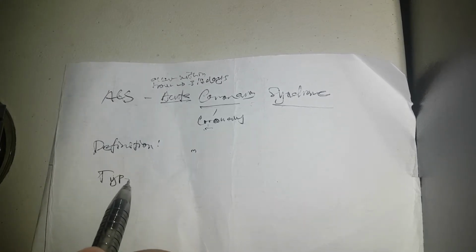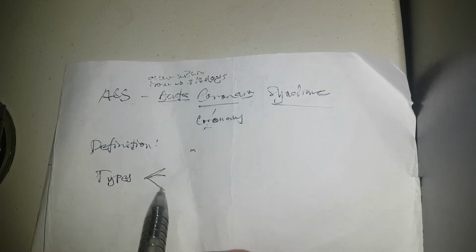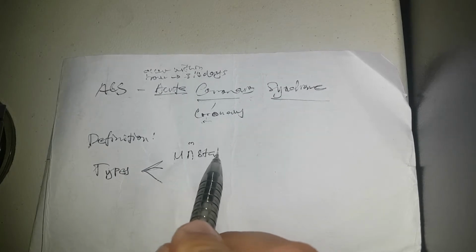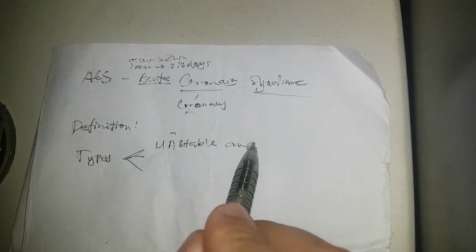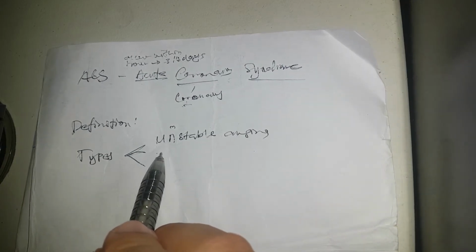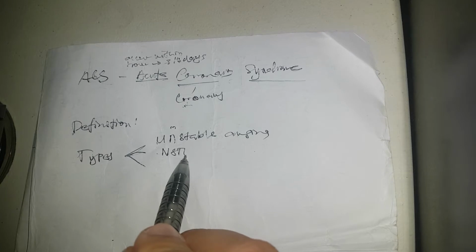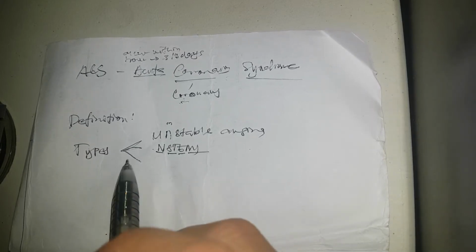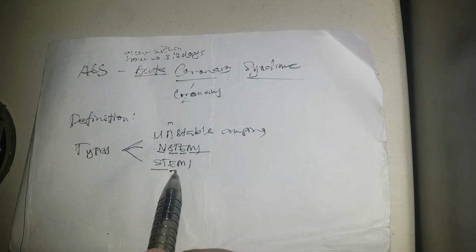Okay, and then we go to the types. It has 3 types: unstable angina, NSTEMI, and STEMI. NSTEMI means non-ST elevation myocardial infarction. Okay, I will explain in a minute. And also STEMI, which is ST elevation MI.